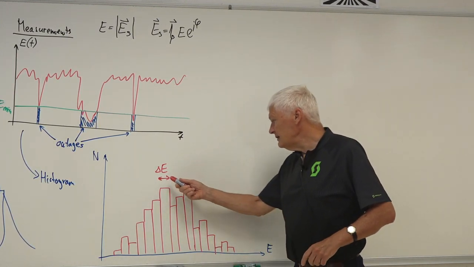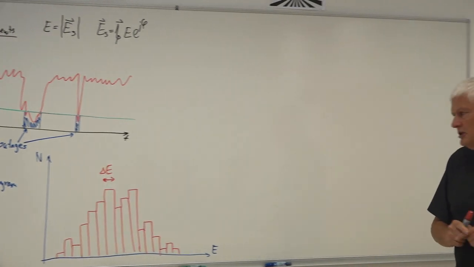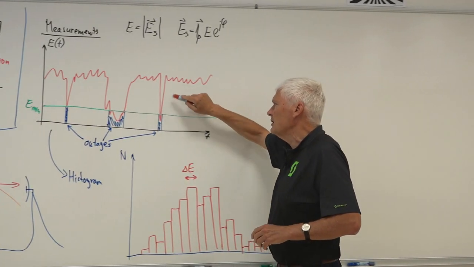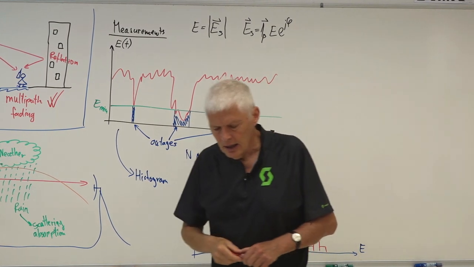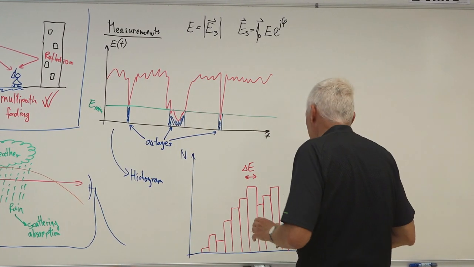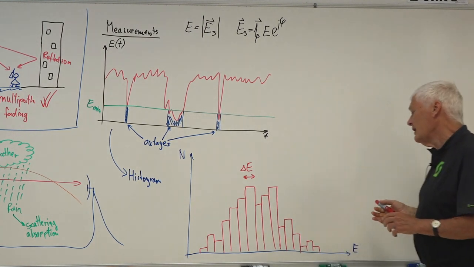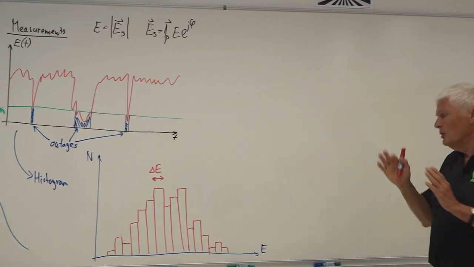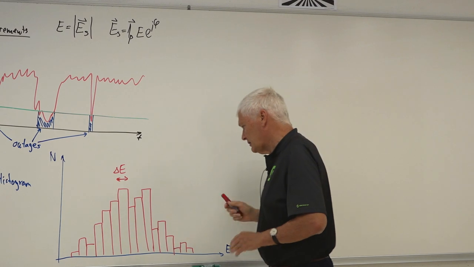If I select this column too narrow, I'm just going to see noise because here I'm actually working with a totally random variable like this received signal strength. And if I select this delta E too narrow, I'm going to see lots of noise. So I have to be a little bit careful what is going to be the width of my columns on the histogram.